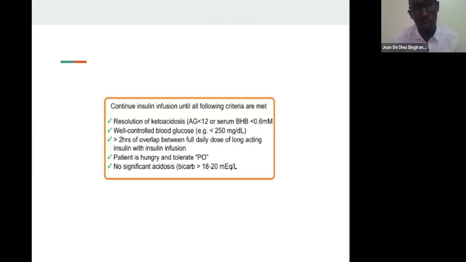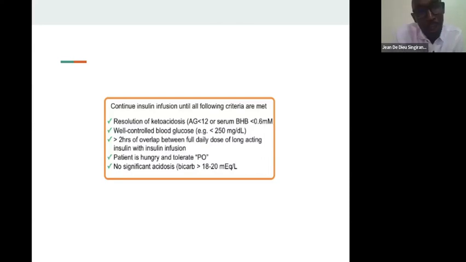They recommend a minimum of 2 to 4 hours overlap before stopping the infusion. Also, it is recommended to stop the infusion when the patient is well and eating, and also when the acidosis has resolved. We talk on that point.